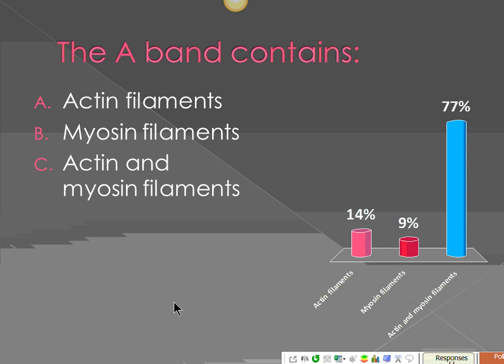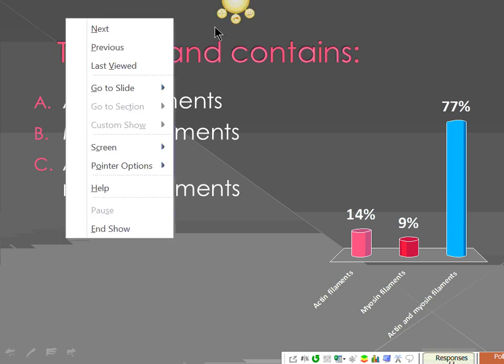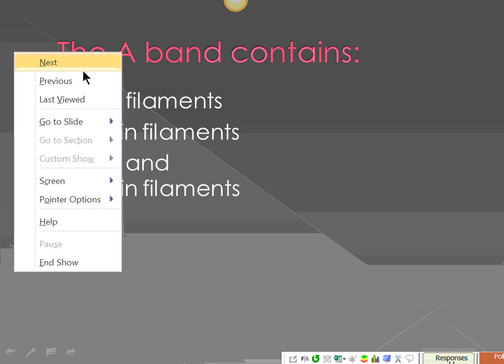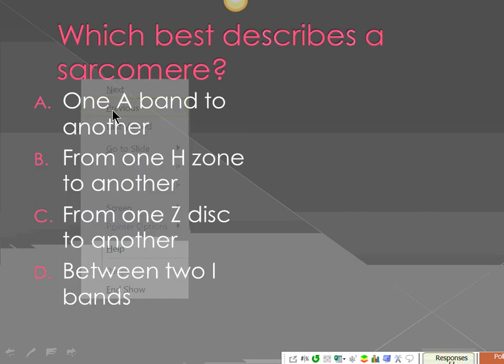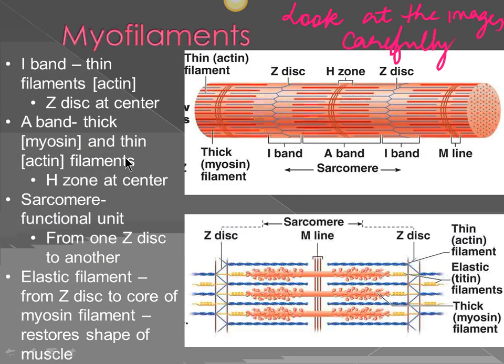Actin and myosin filaments. Yes, not only actin and not only myosin, it contains both. And again, for those who didn't get this right, this is where I want you to concentrate on pictures and make sure you look at these slides often. So look at this A band, and see here, thick is red, thin is blue. Can you see both thick and thin in this A band? Whereas the I band has only thin filaments, only the blue color, okay?